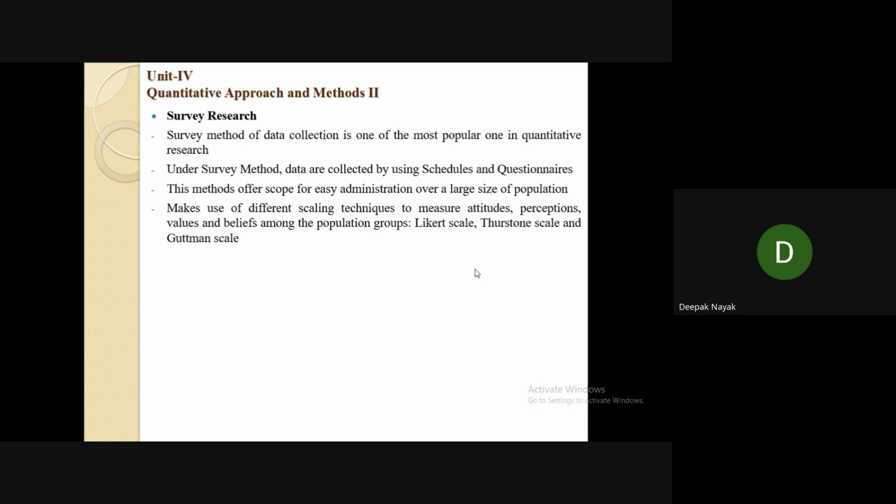Survey research is usually conducted on a large number of people to find quantitative data, like education, health status, livelihood, income, and many other things that you want to know about the quantitative aspects of a population. Then you have to go through this method.